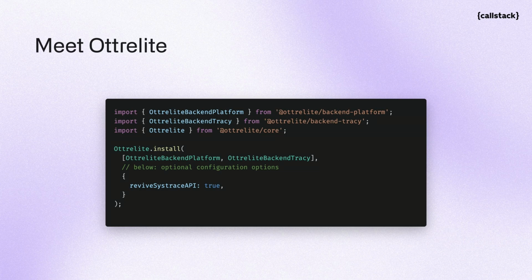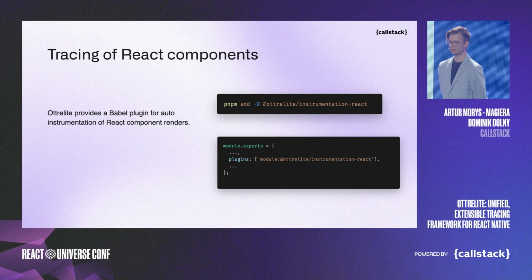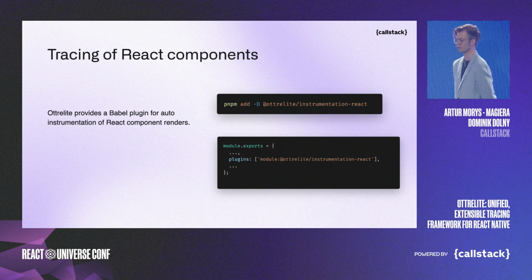So how can you get started? Well, simply you will be able to install Ottrelite core and selected backends, and then invoke the install methods, and you will be set. We may also be interested in tracing of React components, for instance, their life cycles, and we will be able to view them in the traces within contexts and specific information we would also like to attach to the events. So we also provide a Babel plugin that will automatically instrument your components by injecting instrumentation code into them whenever you use a proper directive.